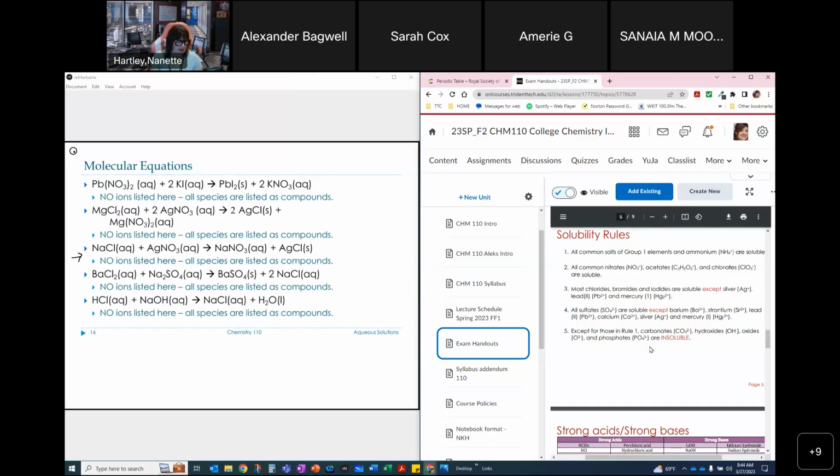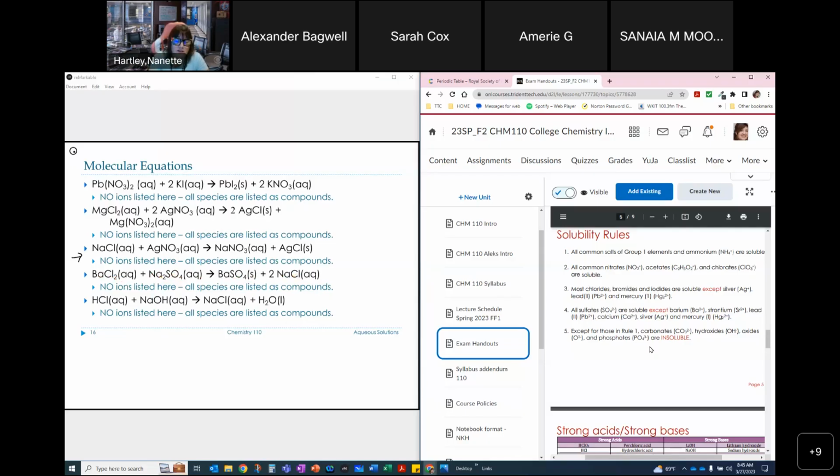BaCl2, again, Ba is an alkaline earth metal, so he's a 2 plus. Therefore, I need 2 Cl's to go with him. That's why I have those two. And then we have Na2SO4. Now, SO4 is a 2 minus, so I need 2 Na pluses to go with that. When the Ba goes with the SO4, when this guy right here goes with this guy right here, they're both 2s, so it's a +2 and -2. So we end up with BaSO4. Then we end up with 2 NaCl's because I had 2 Na's here and 2 Cl's there.